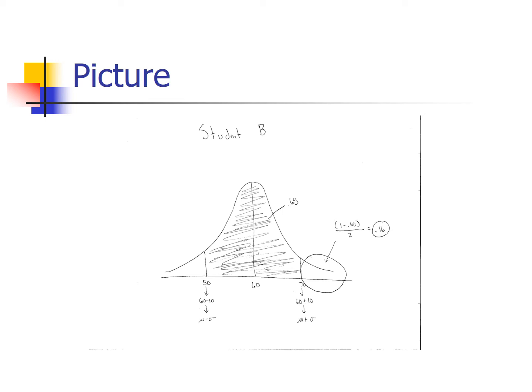How does that make things different? Well, it means that area in the middle is 68%, not 95%. And it means the area in the tails is 1 minus 68%, which is 32%, but I take that 32% and split it in half. That gives me the rightmost tail, the area to the right of 70, the percent of the class that did better than 70, the percent of the class that did more than child B. So the correct answer is 16%.